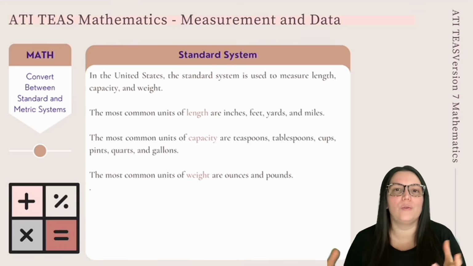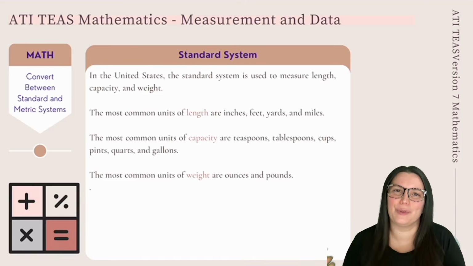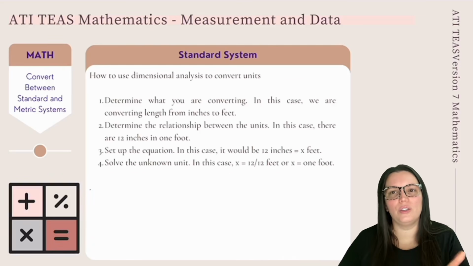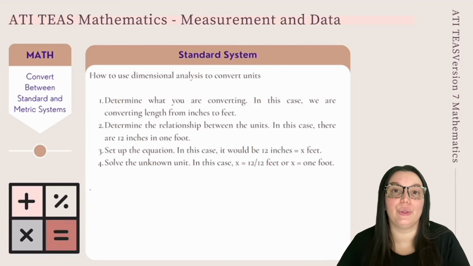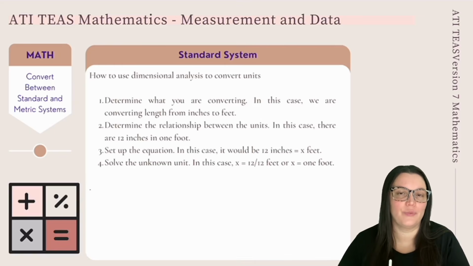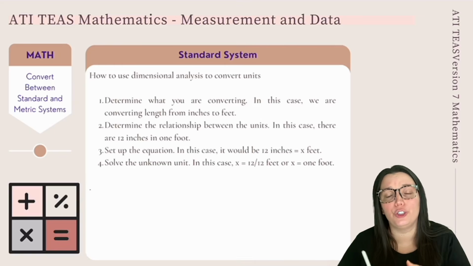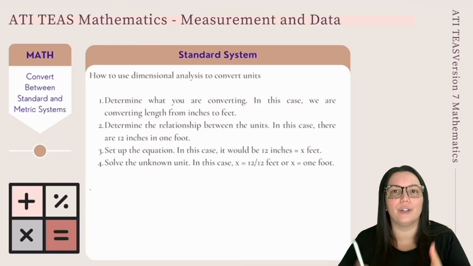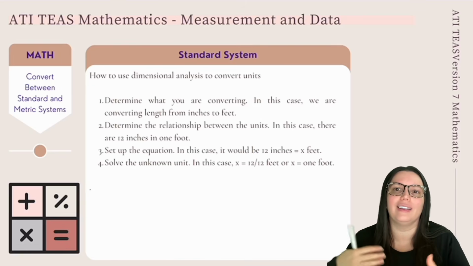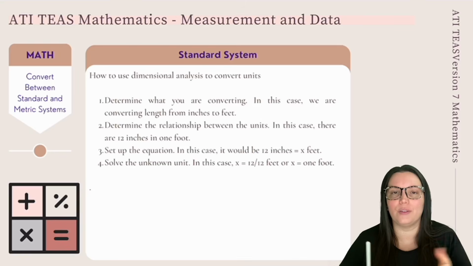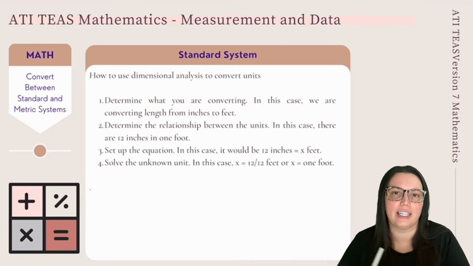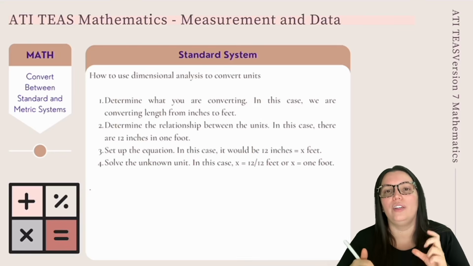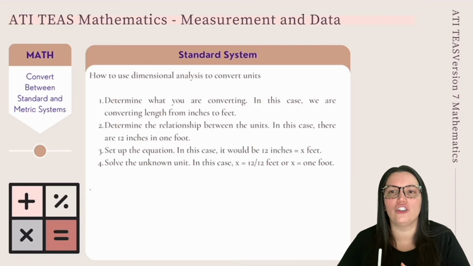So how do we convert? Well, we use dimensional analysis, which we're going to discuss next. We use dimensional analysis to convert units. It's really a 4-step process. Step 1 is we have to determine what we are converting. In this case, we are converting length from inches to feet, right? That's what we are trying to figure out in this particular equation. Next, we need to determine the relationship between those units. In this case, we know that 12 inches is equal to 1 foot.